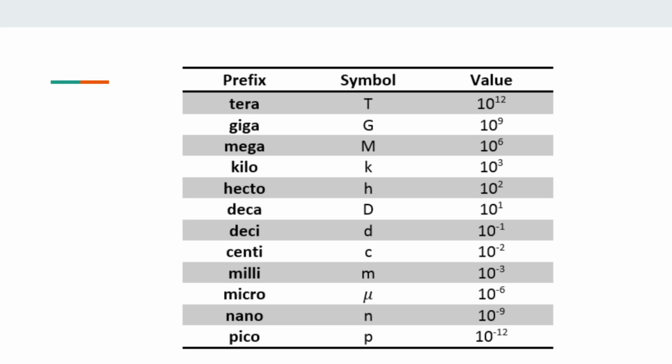So let me go over it again. Tera is 10 to the 12th. Giga is 10 to the ninth. Mega is 10 to the 6th. Kilo is 10 to the 3rd. Hecto is 10 squared. Deca is 10. The regular one is meter. Deci is 10 to the negative 1. Centi is 10 to the negative 2. Milli is 10 to the negative 3. Micro is 10 to the negative 6. Nano is 10 to the negative 9. Pico is 10 to the negative 12. And femto is 10 to the negative 15. So that's just the logic behind it. Memorize this, get it down, and you should be fine for physics.